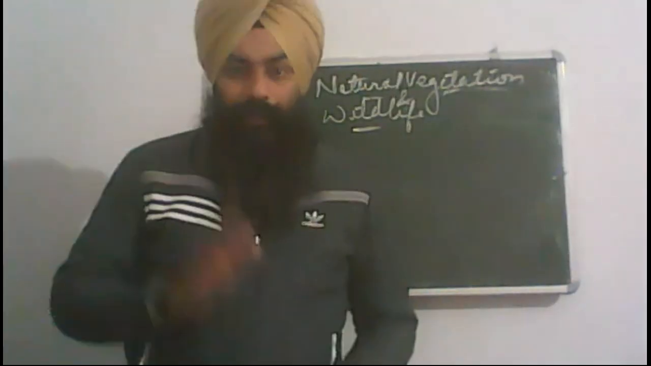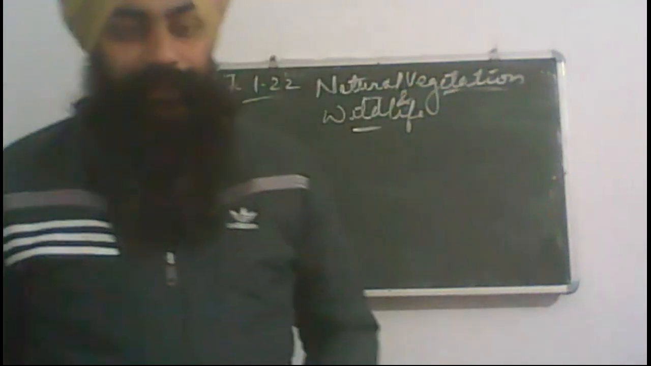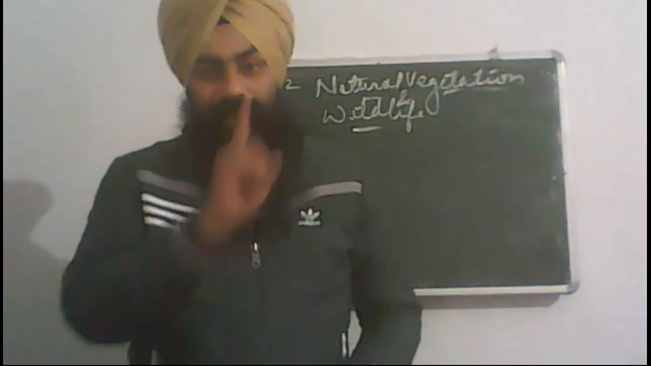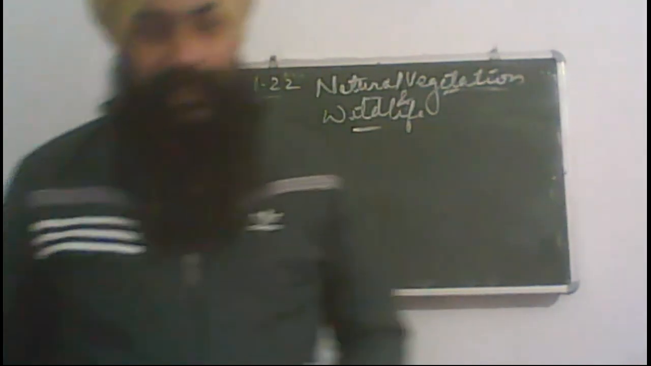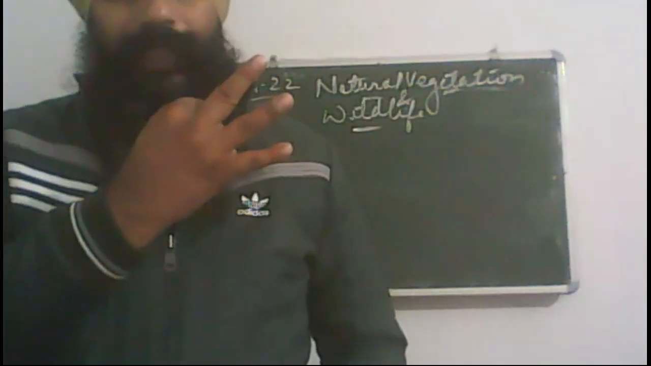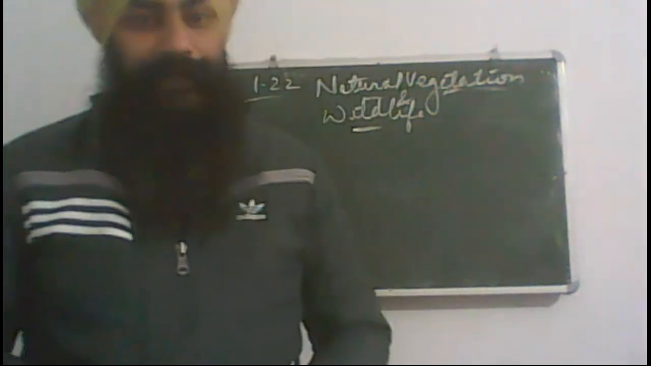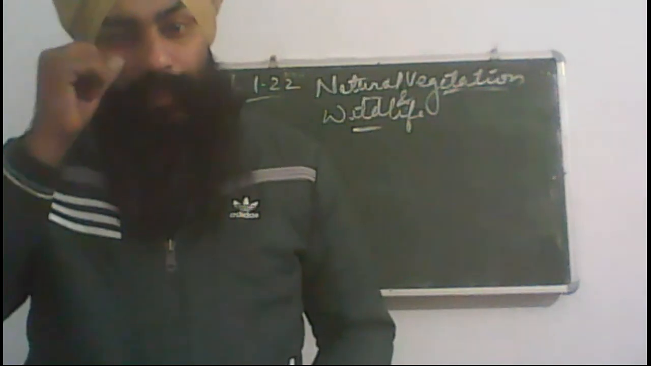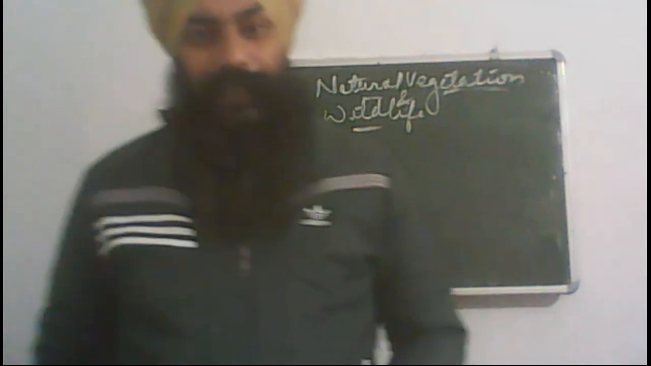Generally, there are five categories of natural vegetation found in India. First, tropical evergreen forest; second, tropical deciduous forest; third, mountain vegetation; fourth, thorny shrubs; and fifth, mangroves. Mangroves generally lie in a deltaic region. Let's discuss them in detail. Let's start with the first, tropical evergreen forest.